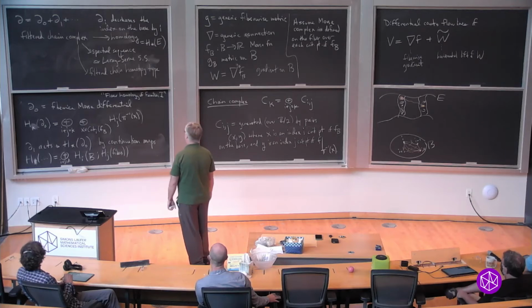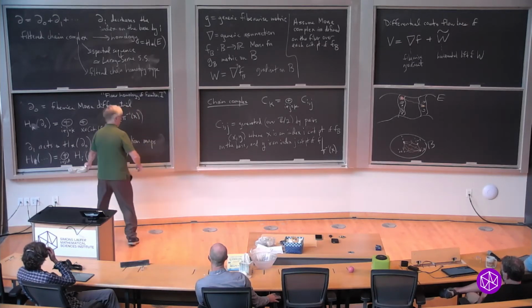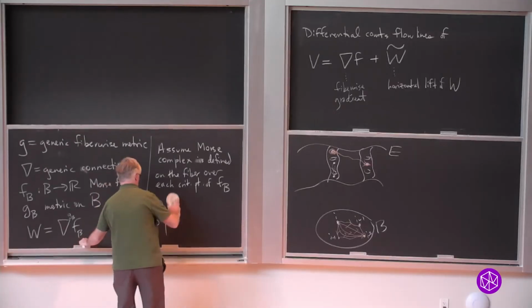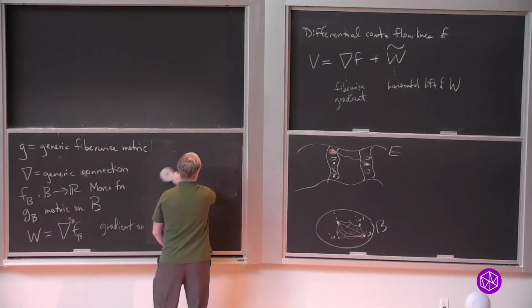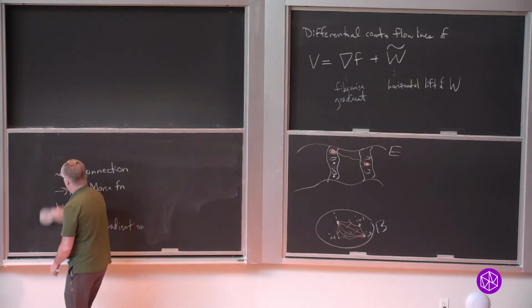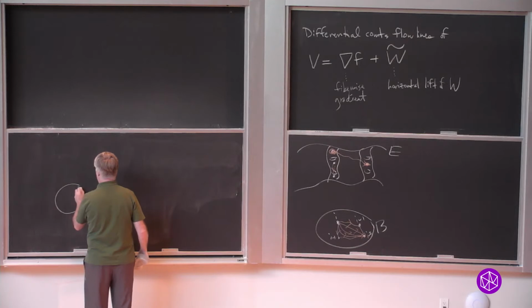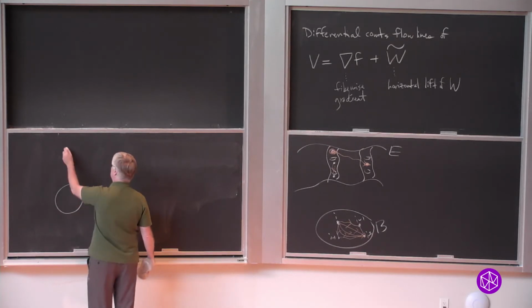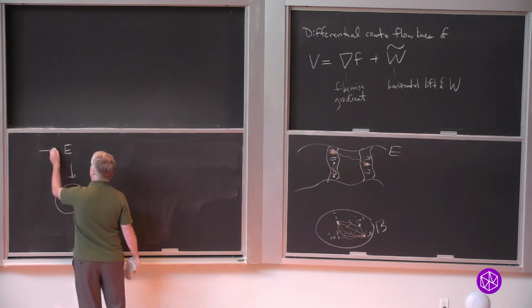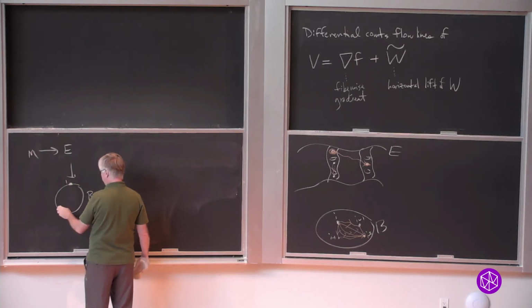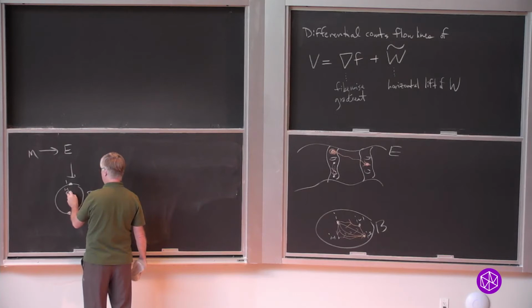Well, maybe we could do an example to clarify that. So let's say the base is the circle, and we choose the Morse function on the base with just one index 1 critical point, let's call it x1, and one index 0 critical point, let's call it x0.